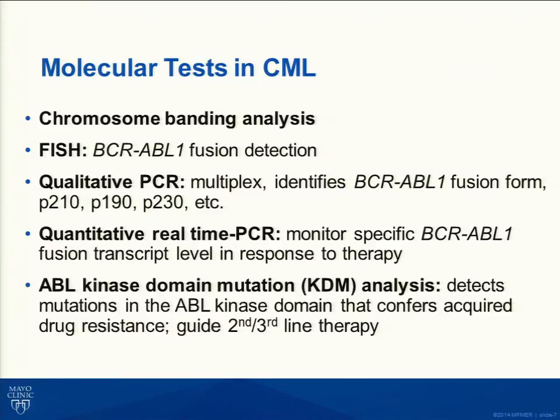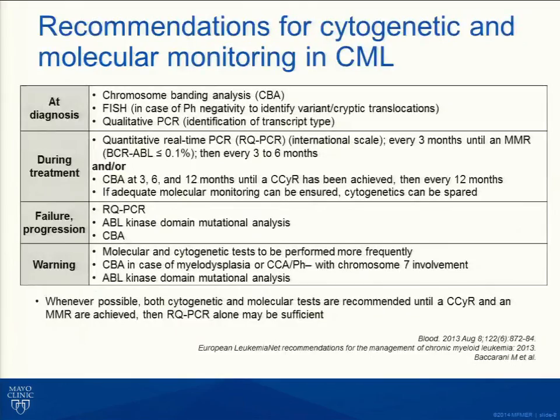ABL kinase domain mutation analysis becomes important when the patient is not responding, is progressing, or is losing response on therapy. Identification of the specific mutation in the ABL kinase domain will also guide your drug switch. This is the LeukemiaNet recommendation for genetic testing in CML. I'm not going into details due to the time constraint. There are also NCCN guidelines, which are updated on the internet, and you can refer to those for updates.